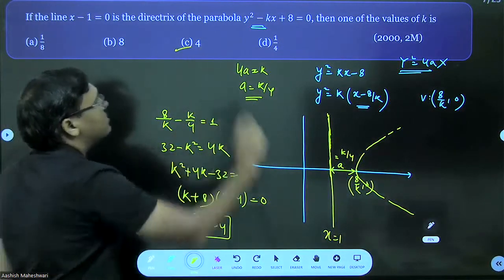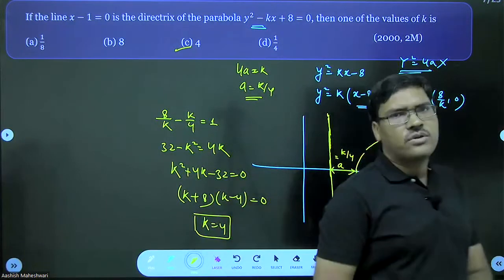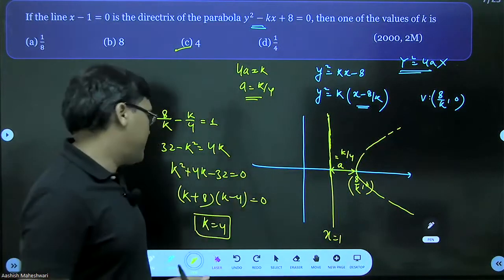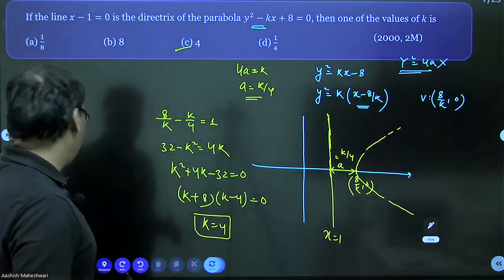Option C is the answer for this question. So I hope this is clear. How can you solve this type of question? You have to just understand the geometry here. Basic geometry, but you are clear now, you can easily solve this type of question.